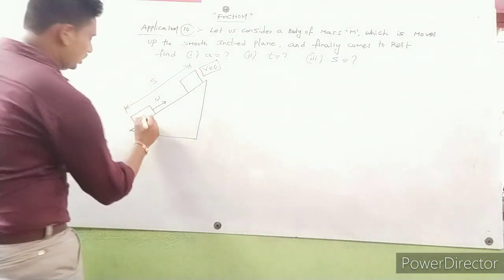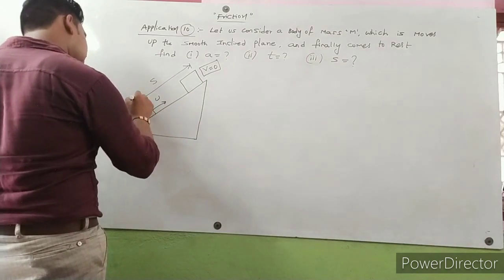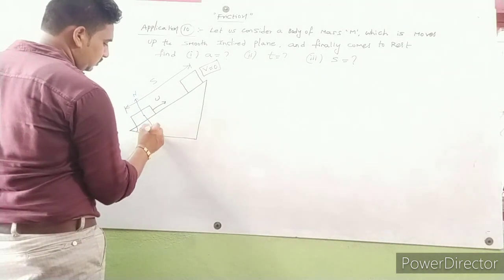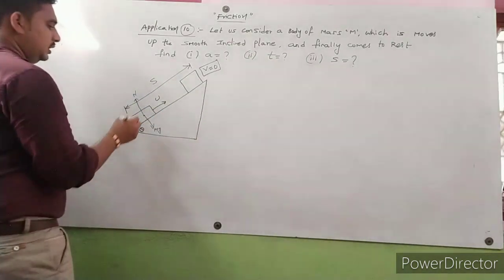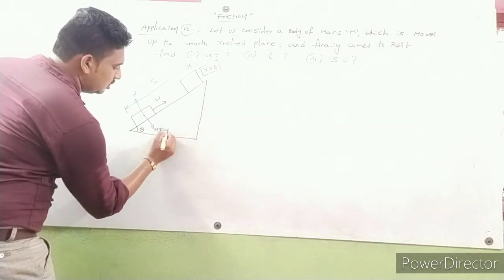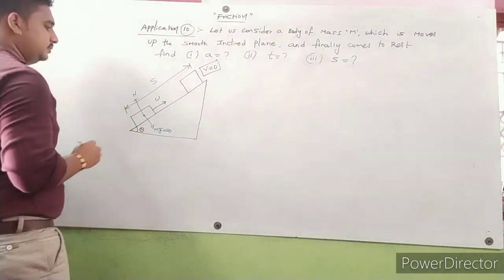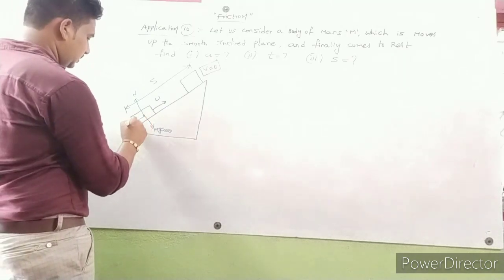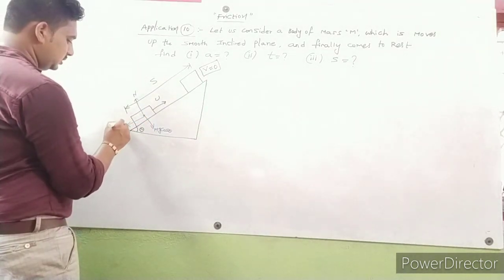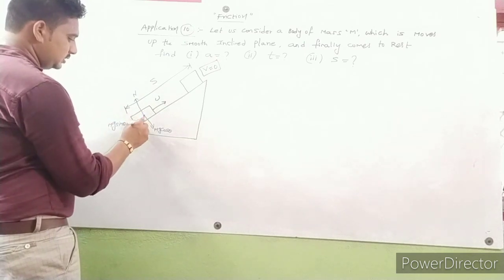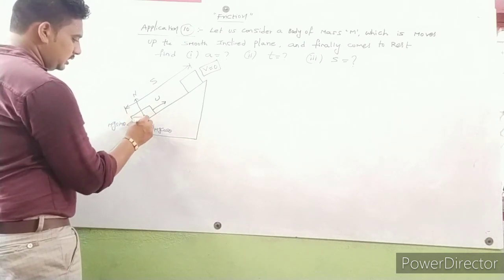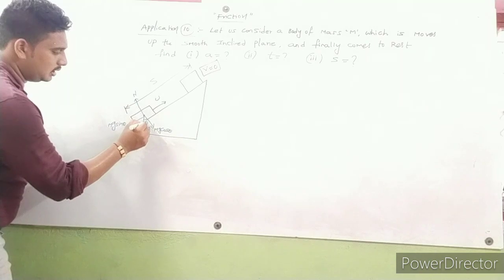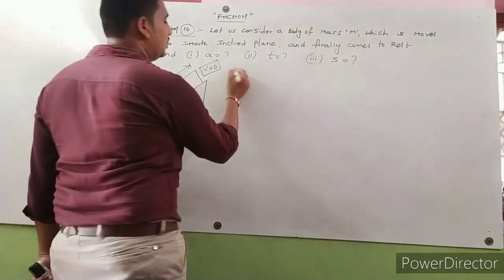For this block, normal force acts in the upward direction, like this. Normal force acts upward, mg. Here this block, mg cos theta for this one. Okay, g sin theta. So this is mg sin theta. This is mg. Here is angle theta. Okay, so this is about the diagram.